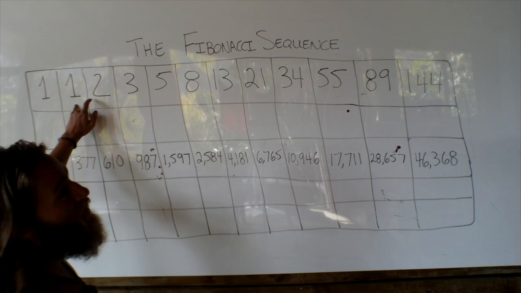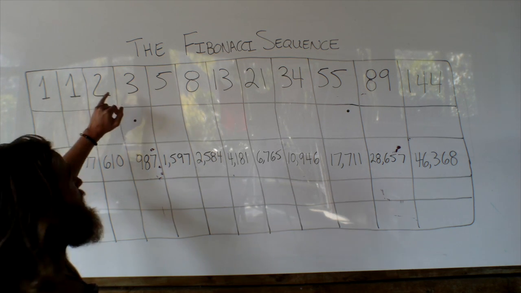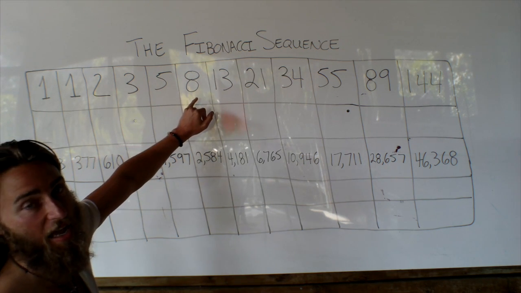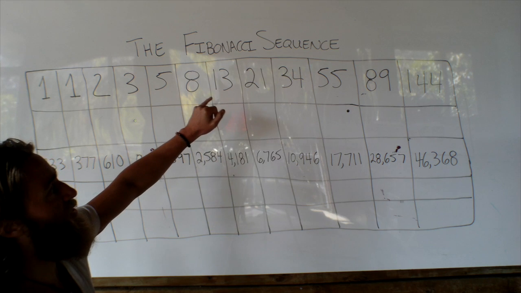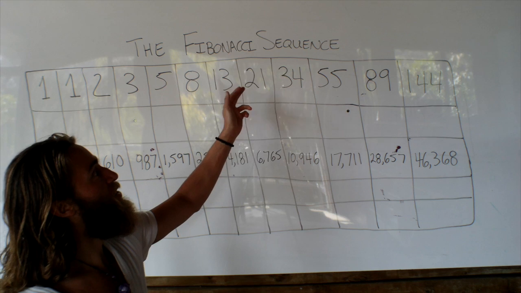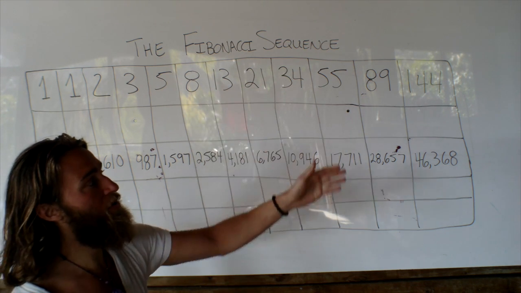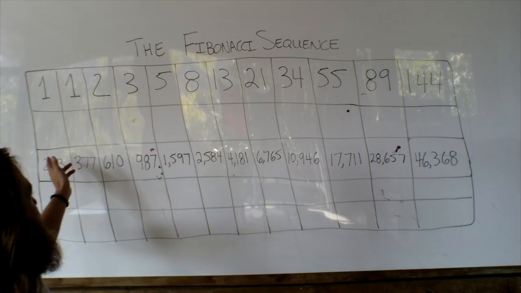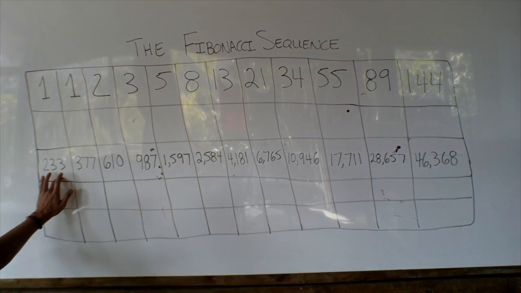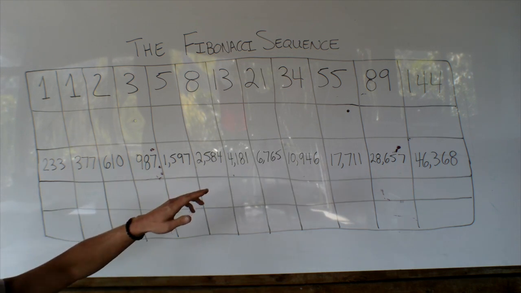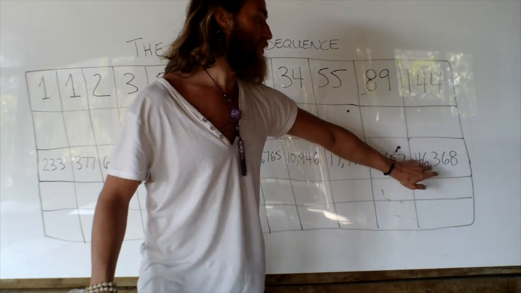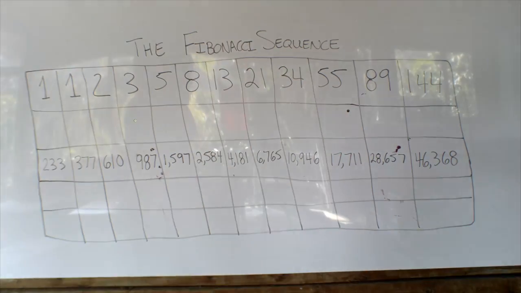Now we take 1 and 2, add them together, and we get 3. 2 plus 3 is 5. 3 plus 5 is 8. 5 plus 8 is 13. 8 plus 13, 21. 13 plus 21, 34. 21 plus 34, 55. The pattern goes on forever. Now, I start the pattern again over here. So we get 89 plus 144, you get 233. And then 144 plus 233, you get 377. And the whole pattern goes on until we finish right there. And it just goes on forever.